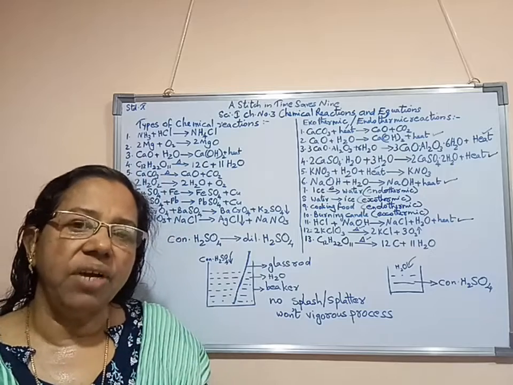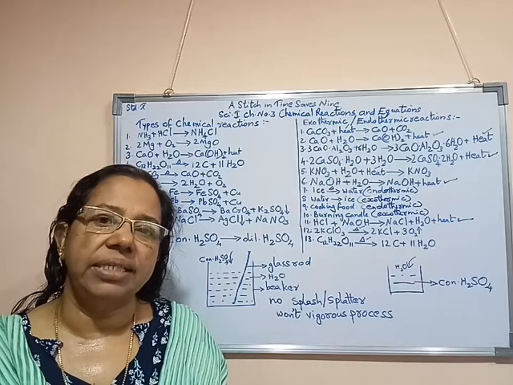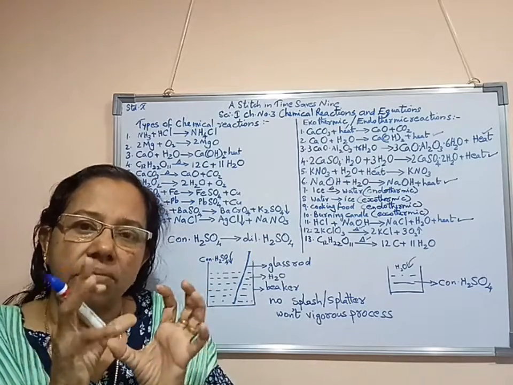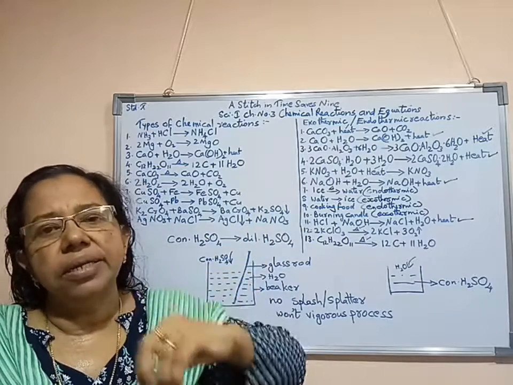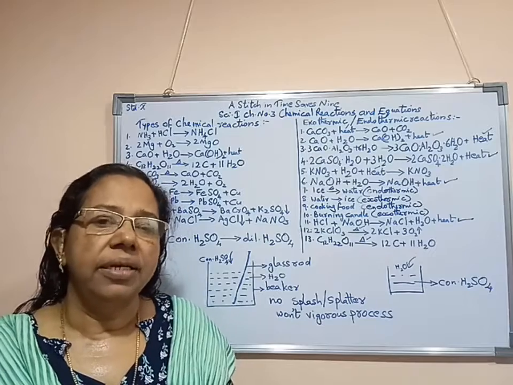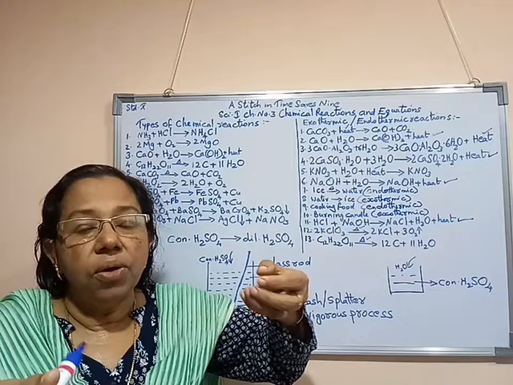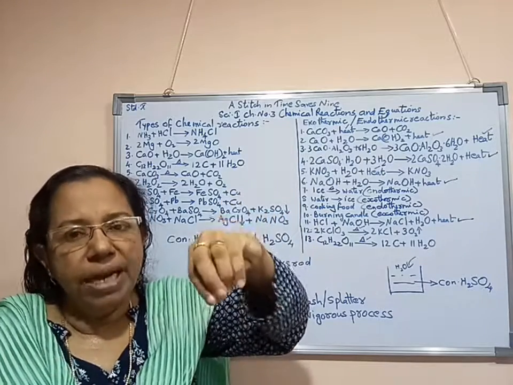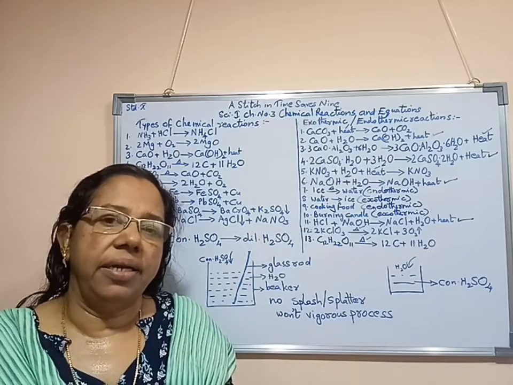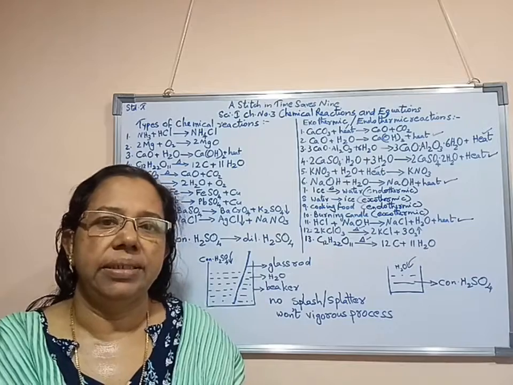So when we convert concentrated sulphuric acid into dilute sulphuric acid, we have to take care that we pour concentrated sulphuric acid little by little into the water. Then such a vigorous reaction won't take place. Even as you pour little by little, the stirring process should be done. Then we will be able to protect ourselves. Thank you.